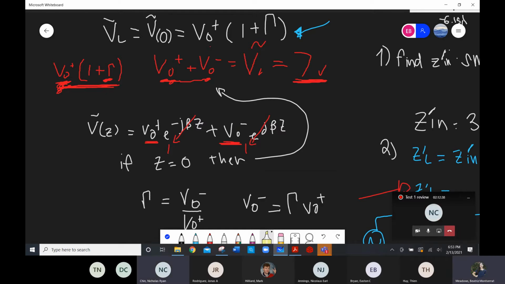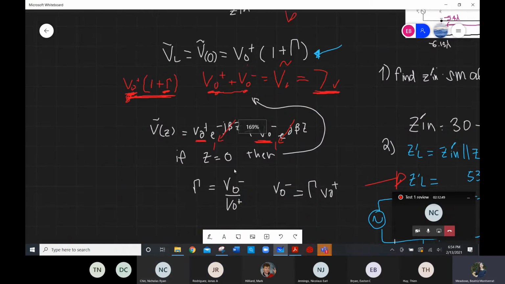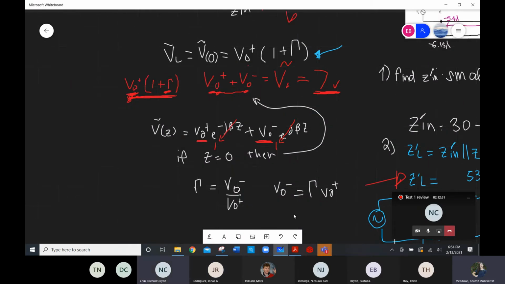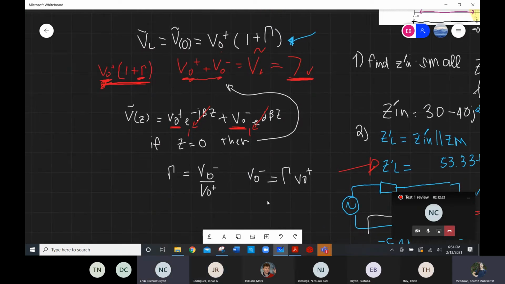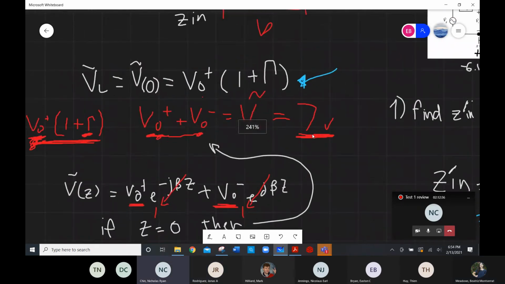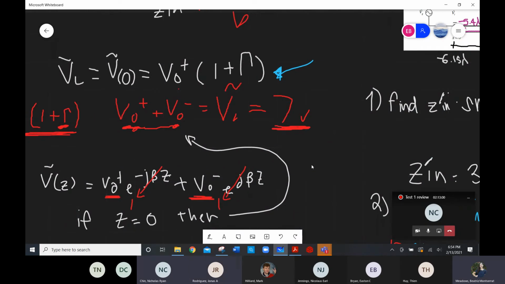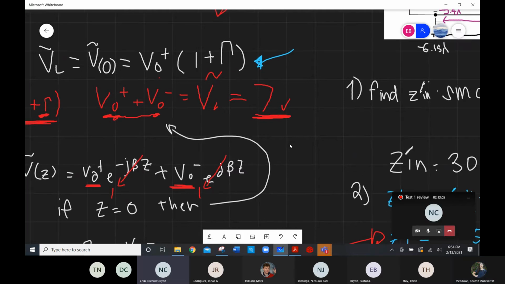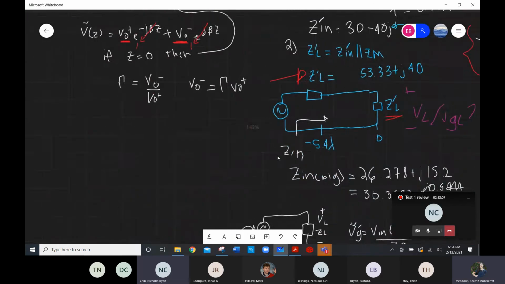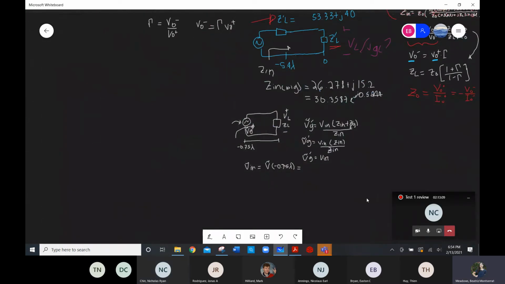Right. So can anyone do some algebra for me and tell me what V naught plus is equal to for the voltage at the load? Do you want us to solve it and give you a number? No, just tell me the algebraic expression. It's just the voltage at the load divided by 1 plus gamma. Thank you. That was not that hard, right?